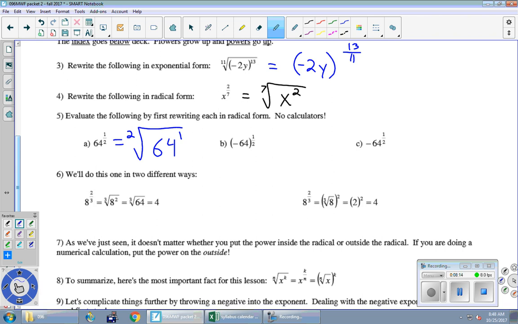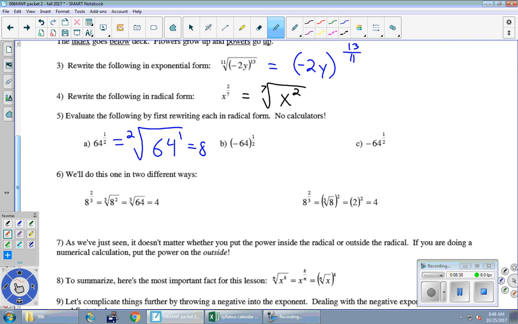And so this is really saying the square root of 64. And normally you wouldn't write that 2, only in the case of a 2. And what is the square root of 64? 8. So 64 to the 1/2 is 8. So we've just figured out that a 1/2 power just means the square root of the number. That's it. Okay, let's take a look at the next one there.